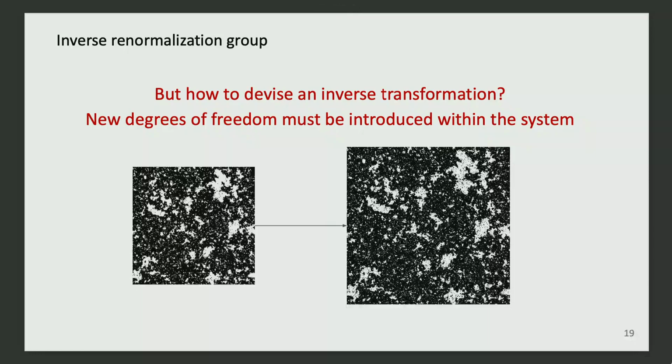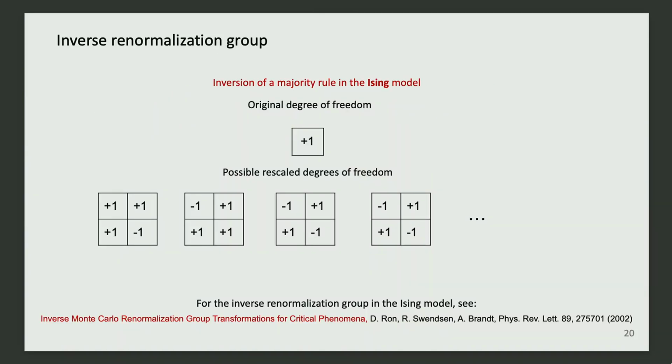And the first problem that we run into is that in the inverse renormalization group case, we must be introducing novel degrees of freedom within the system, which is of course complicated. And just to give you the physical intuition, let's assume that we have the Ising model, we have an original degree of freedom, and we are interested in inverting the majority rule. So the good news is that we can explicitly write down all of the possible rescaled degrees of freedom, so we have a finite, countable set. But at the same time, this does not mean that the inverse renormalization group method is easy in this model.